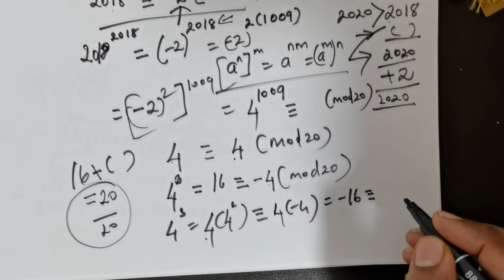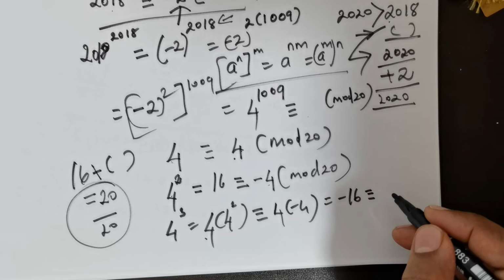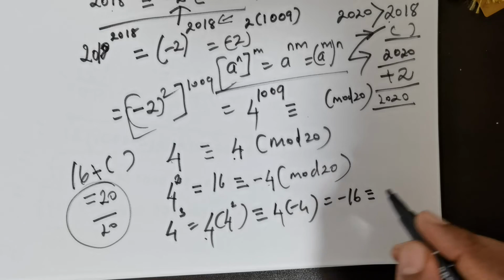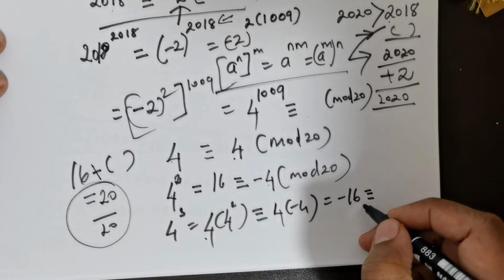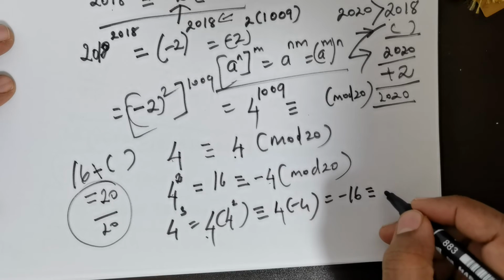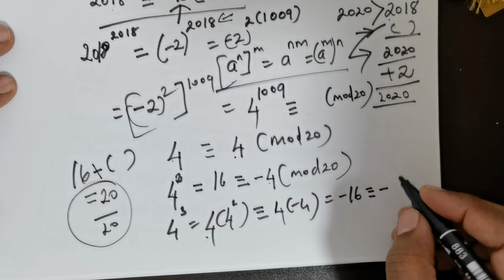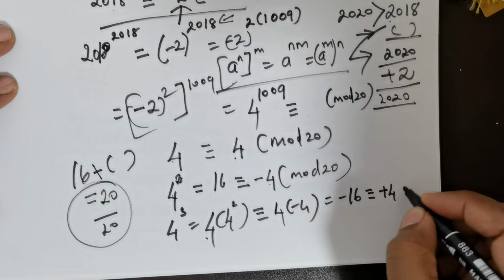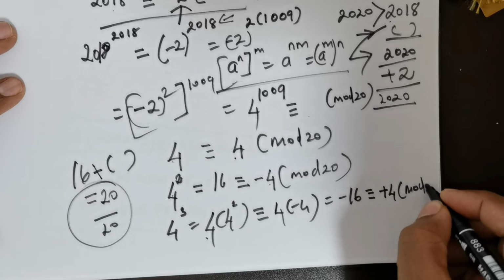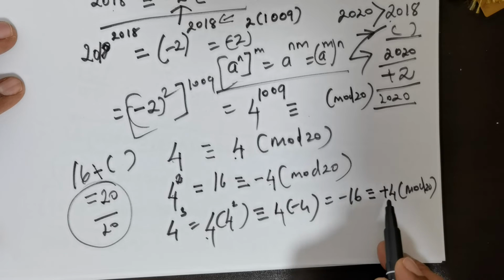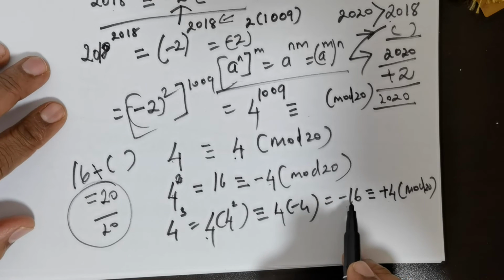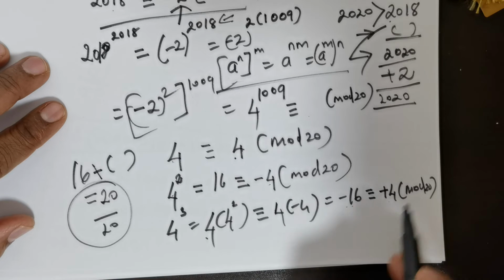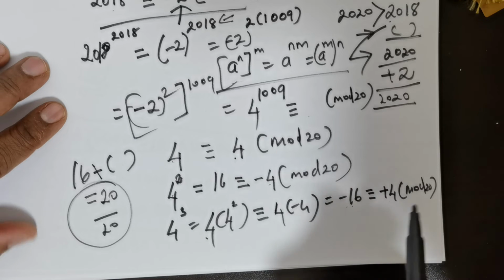Now you have a negative 16. The question is, what should you place over here, so that number added with negative 16 is easily divisible by 20? That should be the closest value to negative 16. So clearly, if I were to place positive 4 mod 20, because positive 4, when it comes over here, it becomes negative 4. So negative 4 added with negative 16 will become negative 20, which is divisible by 20. So fair enough.